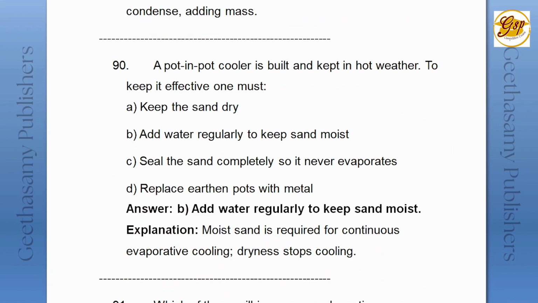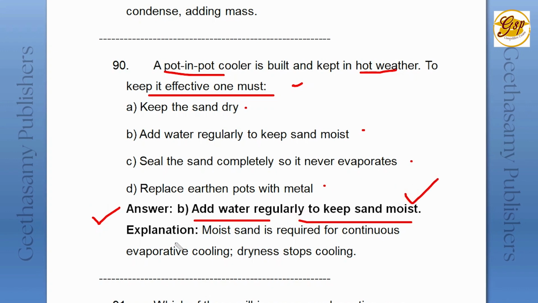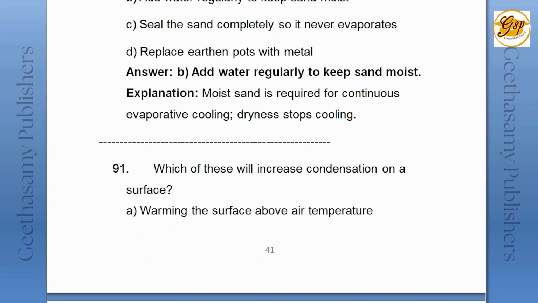And 90th question. A pot in pot cooler is built and kept in hot weather. To keep it effective, one must add water regularly to keep the sand moist. The correct answer is add water regularly to keep the sand moist. So moist sand is required for continuous evaporative cooling; dry sand stops the cooling.